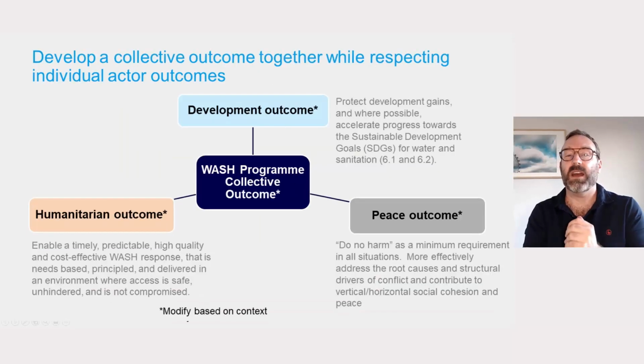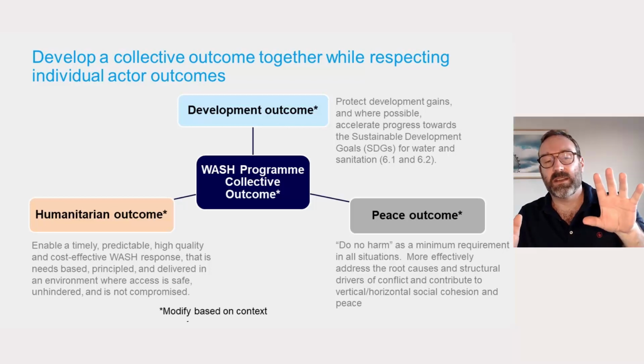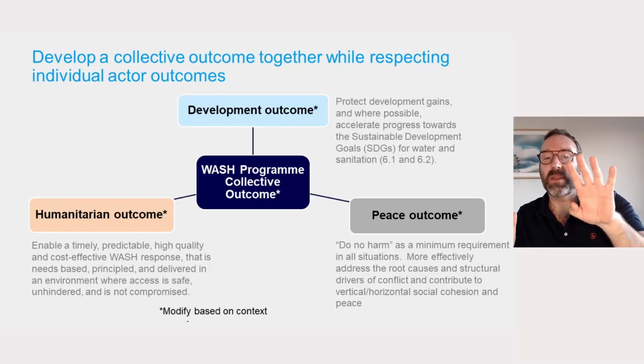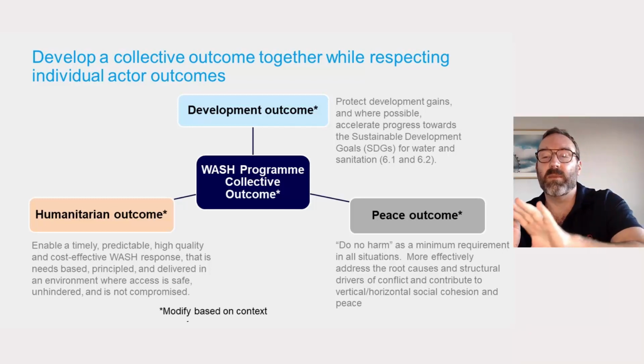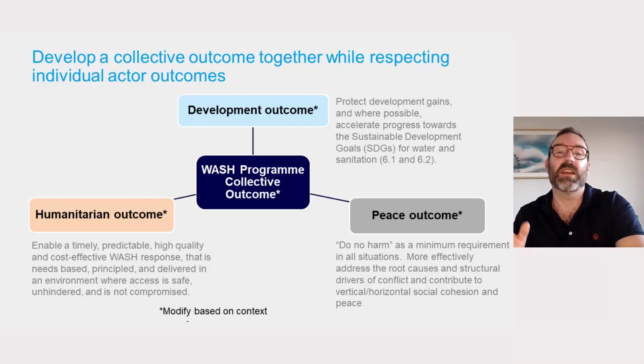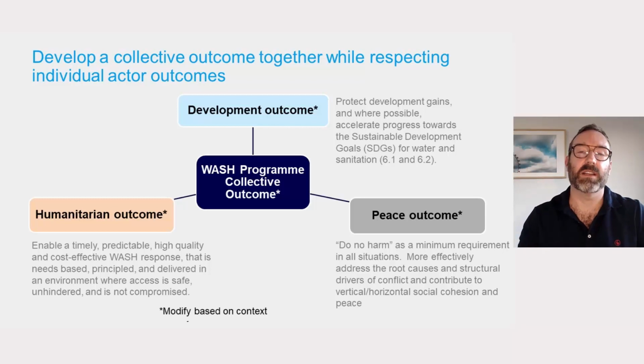So developing a collective outcome together while respecting individual actor outcomes is an important part of this. So ensuring that the humanitarian outcome that the humanitarians are working on, the development outcome the development partners are working on, and the peace outcome that the peace actors are working on is also respected, and will need to be accommodated for in the delivery of a collective outcome.